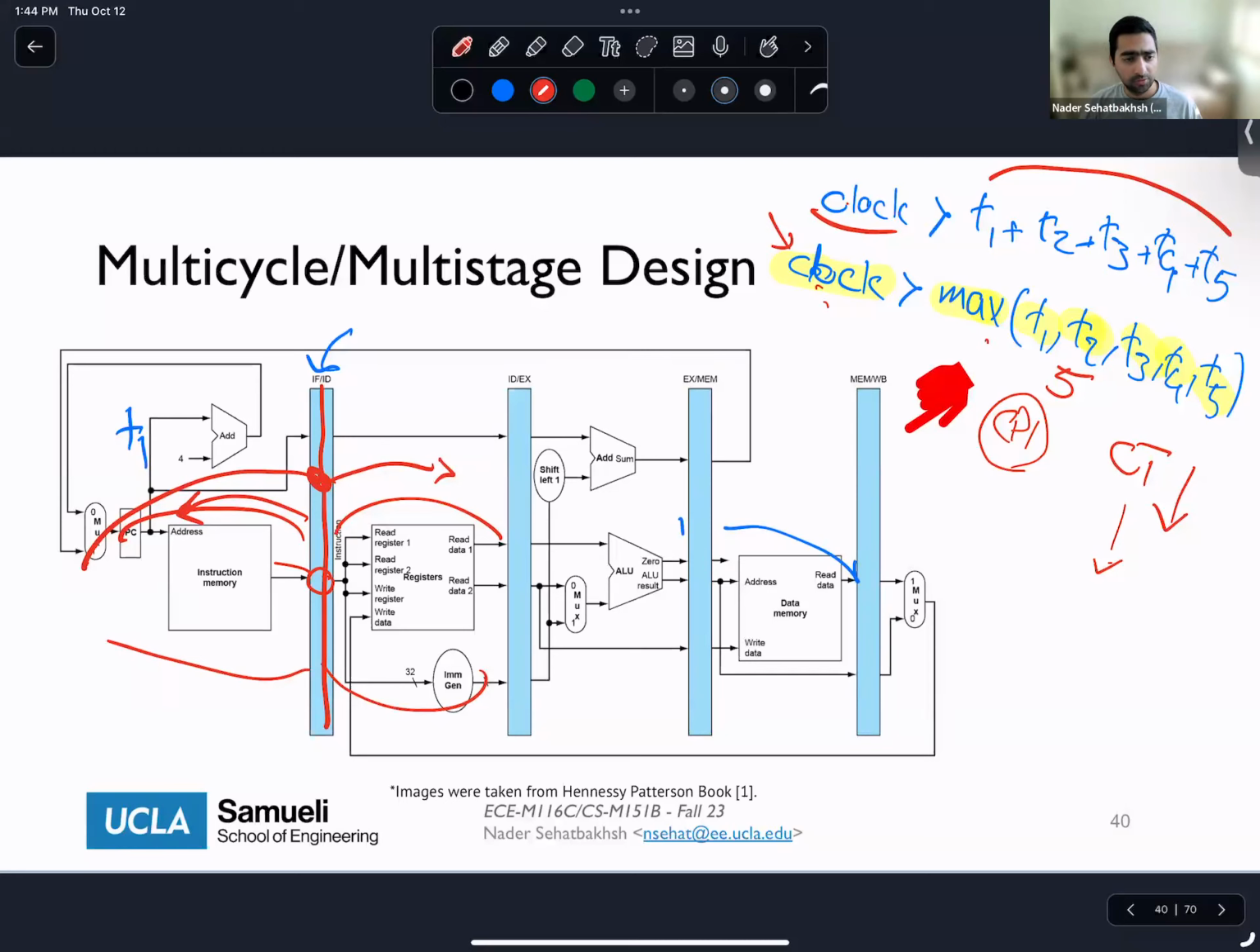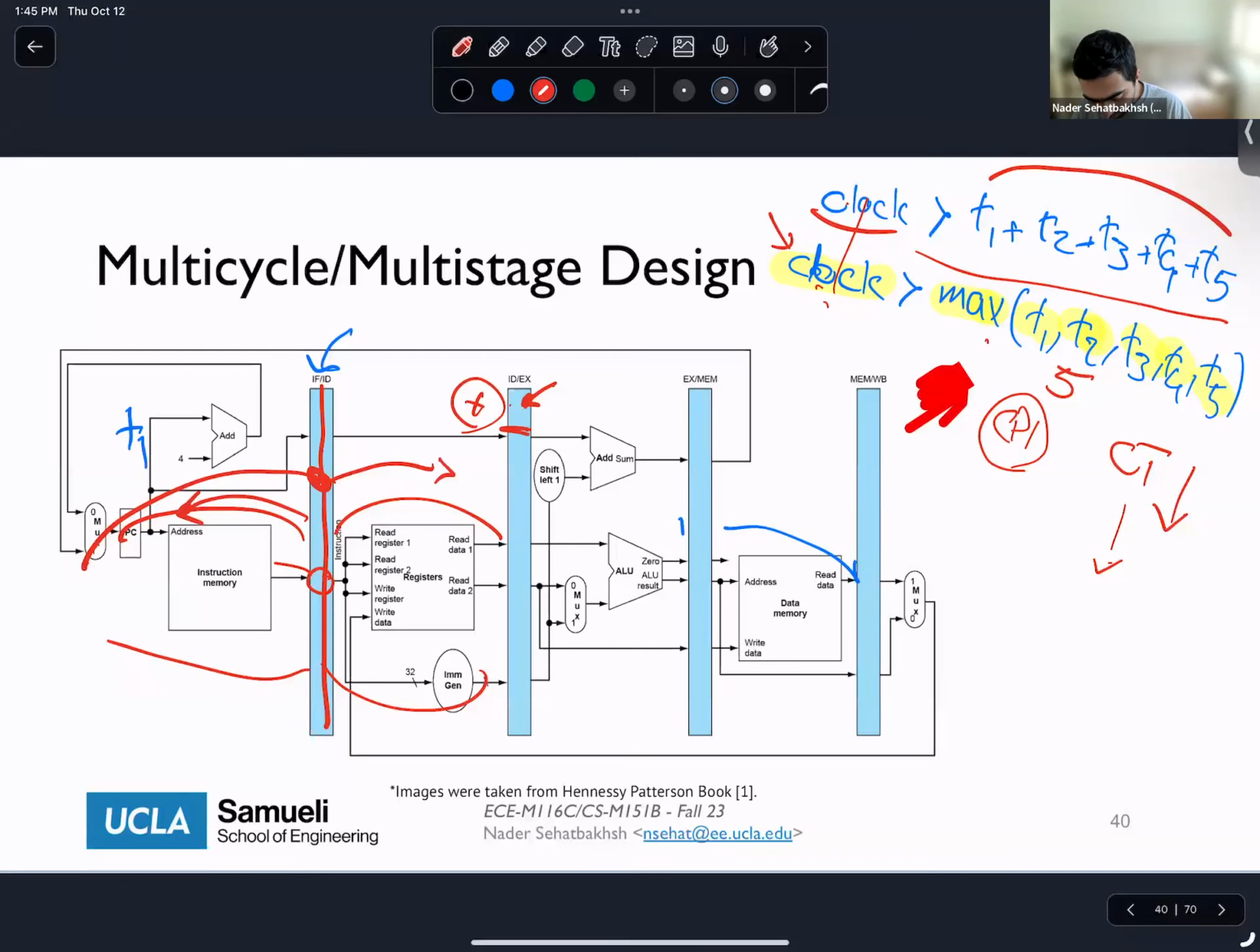Somebody says, intuitively, introducing registers will introduce more propagation delays. How does this help the CT? So it helps CT this way, okay? The reason that we are breaking this down into this, that's how it helps CT. What you're saying is that this register itself adds some tiny bit of delay. And in fact, that's an important observation.